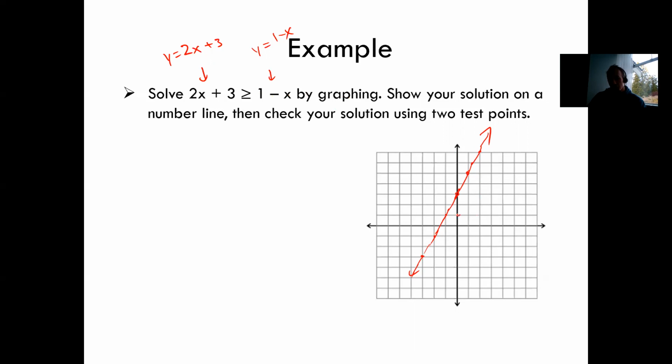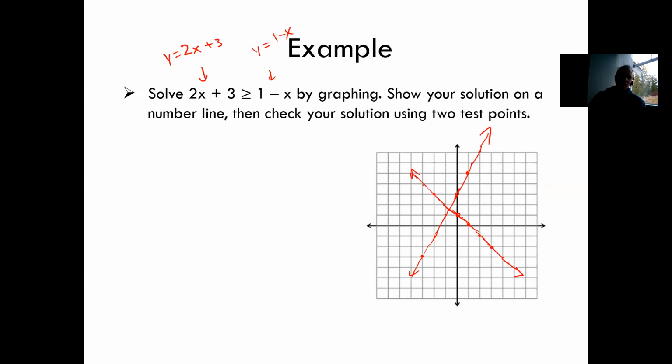The other side would be y equals 1 minus x. So we're going to start here, and we're going to have a slope of negative 1 because that's a minus x. Go over 1, down 1, over 1, down 1. And then we're going to go here, here, here. Okay, so 1 minus x is going to look something like this. All right, so what I can see is they're crossing over here.